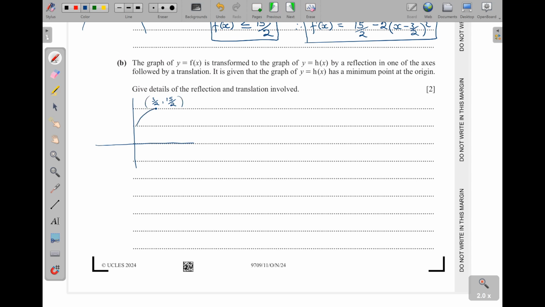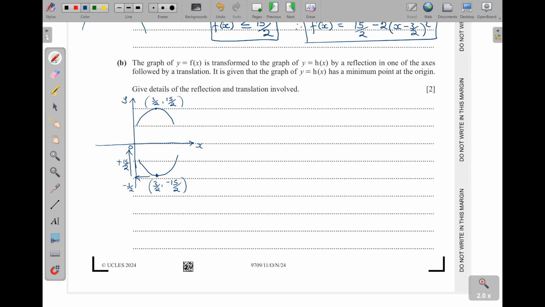So this is an N-shaped curve. This is y. We are going to reflect this in the x-axis. If we reflect it in the x-axis, the x-coordinate remains 3 over 2, but the y-coordinate changes sign, it becomes negative. Then we can move this one this way, and also move it up. We move it to the left by 3 over 2, or by negative 1.5 units. Since this is minus 15 over 2 going below the x-axis, we shall go up by 15 over 2 units.